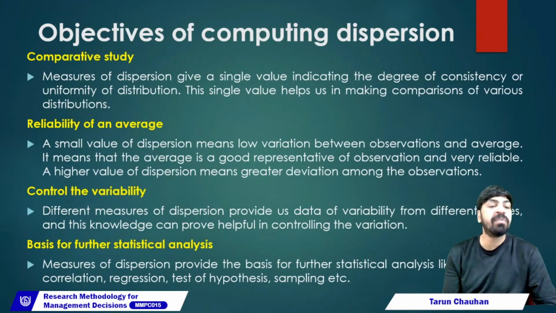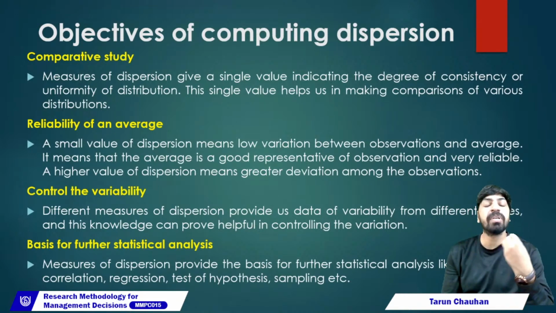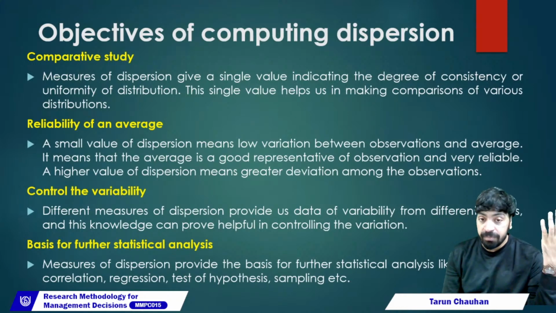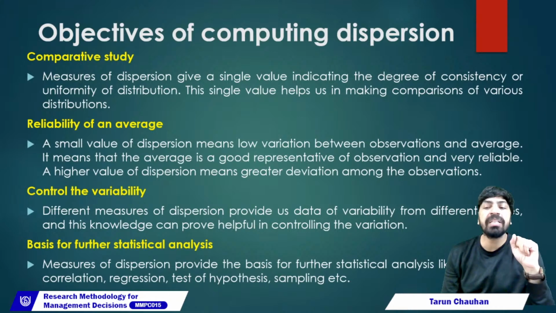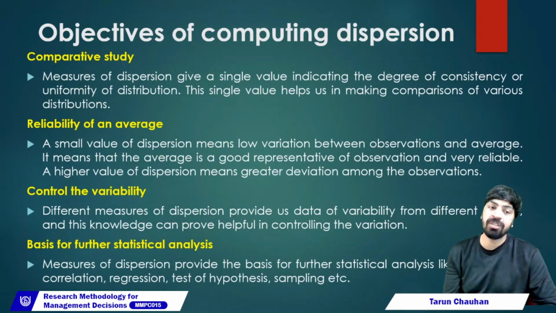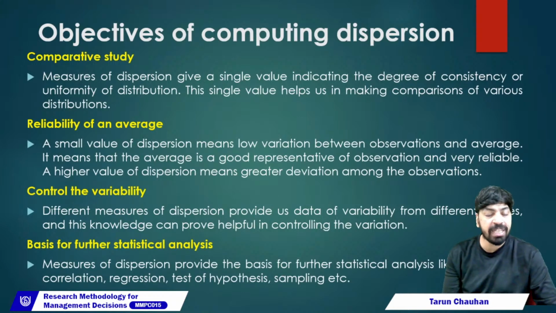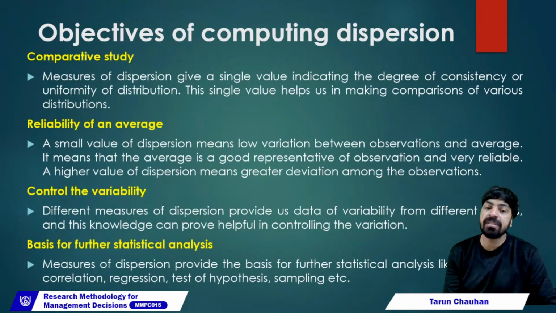It also controls the variability. The different measures of dispersion are variance, standard deviation, coefficient of variation, and mean deviation. They provide the variability from different angles, and such knowledge is helpful for controlling the variations among the observations in a given data set. The measures of dispersion also provide the basis for further statistical analysis, like calculating correlation, regression, tests of hypothesis, and sampling, etc.